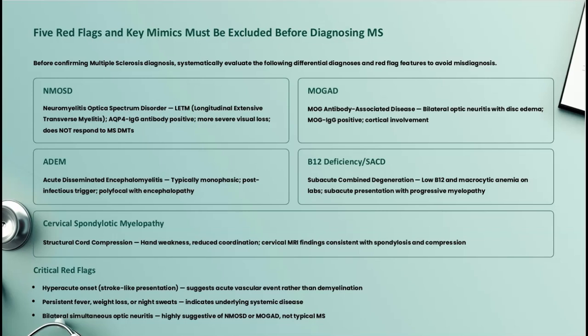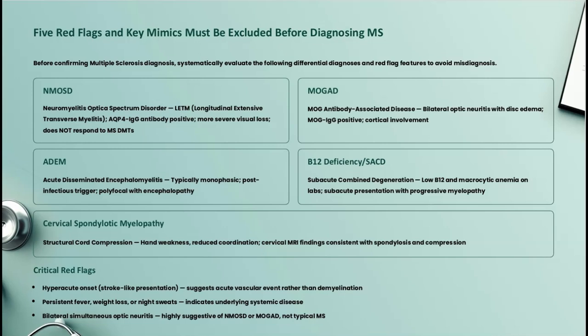MOG antibody-associated disease, or MOGAD, is another critical differential. Patients often present with bilateral optic neuritis, optic disc swelling, or cortical syndromes. Acute disseminated encephalomyelitis, particularly in younger patients, tends to be monophasic, post-infectious, and associated with encephalopathy. Metabolic mimics include B12 deficiency causing subacute combined degeneration, which may resemble progressive myelopathy. Structural mimics include cervical spondylotic myelopathy.